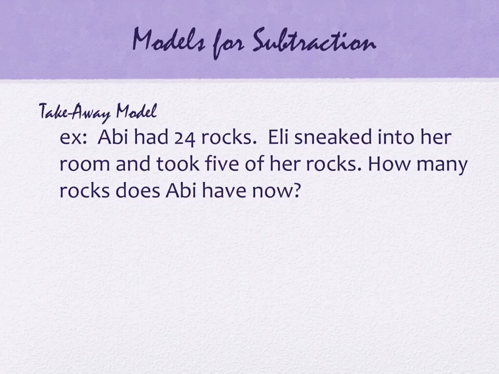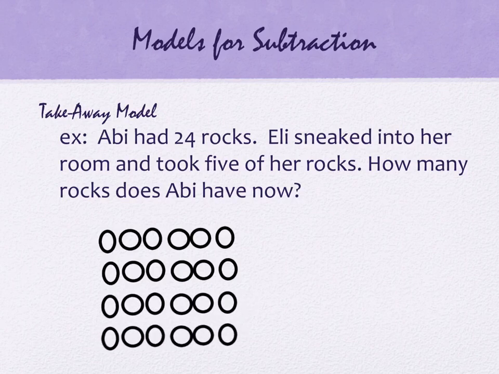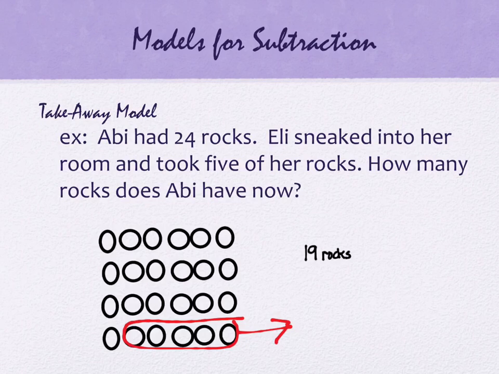If we're modeling this from a concrete standpoint, we might actually draw out 24 rocks. So I'm going to draw that out. Okay, here's our 24 rocks. And then we're taking away 5 because Eli sneaked in and took 5. So we have this idea of them being physically removed from the situation. If we count up the number that were left, we find that we have 19 rocks left over. So takeaway means I have it and I'm removing something from it.